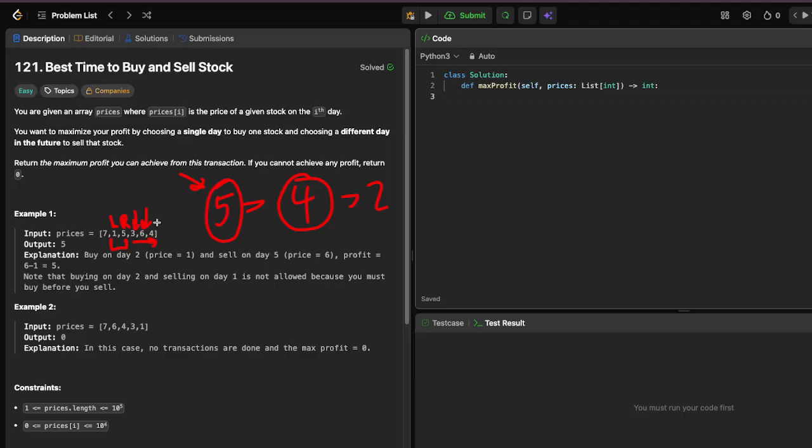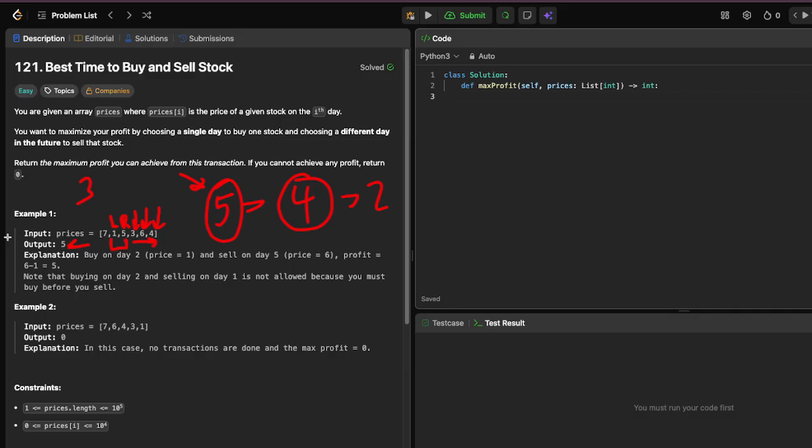We move the right pointer forward to 4. 4 is more than 1, so we can calculate the profit there. 3 is still less than 5, so the best profit we could have here is 5, and you can see here in the output it's right there. So now I basically explained the intuition of the solution.